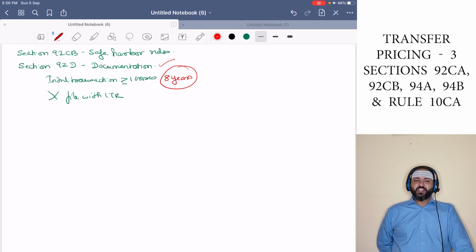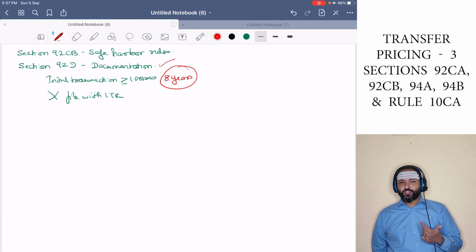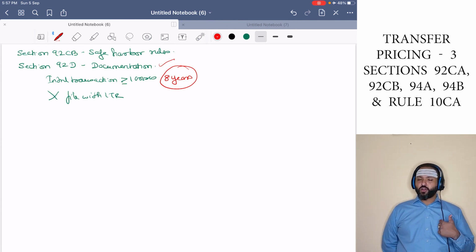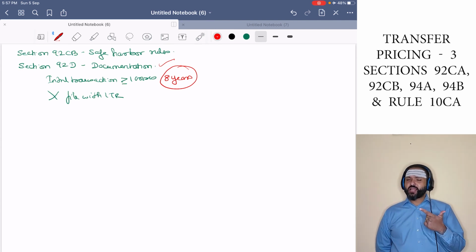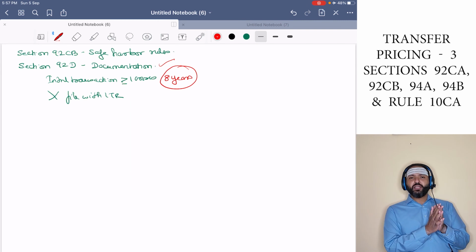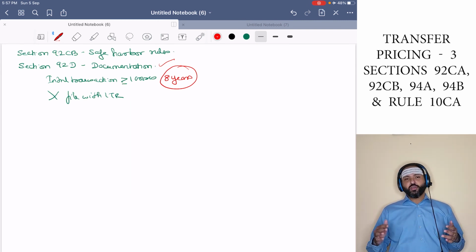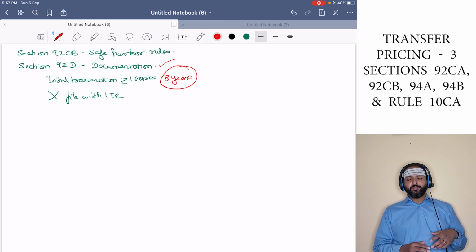There is something called master file and country by country reporting. This we will not handle right now. Again, 2-3 topics I want to handle separately, because one or two have some amendments which are applicable for the upcoming November exams and for the May 22 and November 22 examinations. So we will handle them separately. So the master documentation and country by country reporting we will take up separately. Those also get covered under the ambit of 92D.